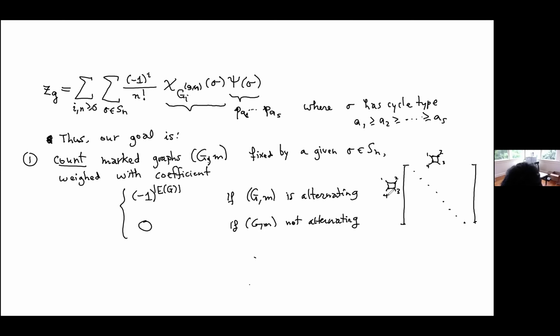This G_i upper G_n has a basis consisting of (G, M) that are alternating. And we're interested in summing up the diagonals of the matrix that expresses how sigma acts on that vector space. That means that for each of these graphs, we want to know if it is fixed by a given sigma, then does it appear, what coefficient does it appear with, and does it appear at all? Okay.